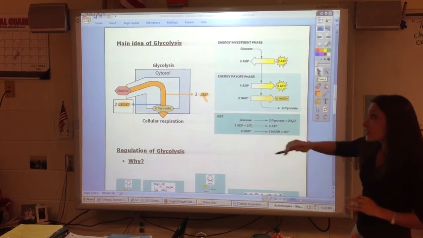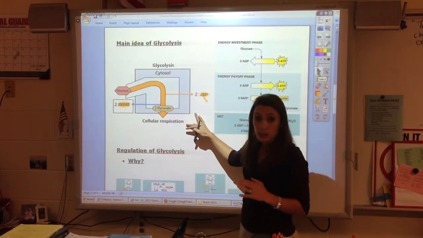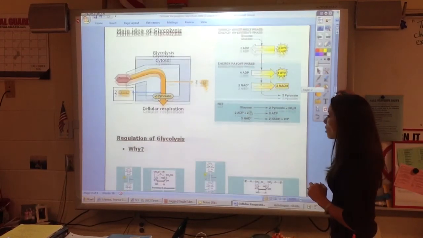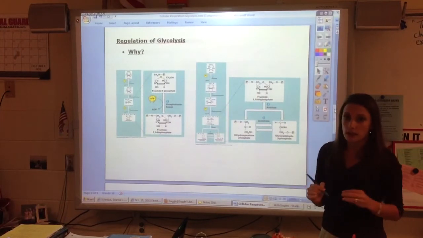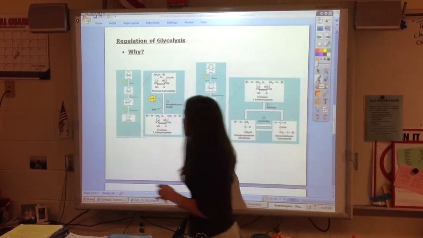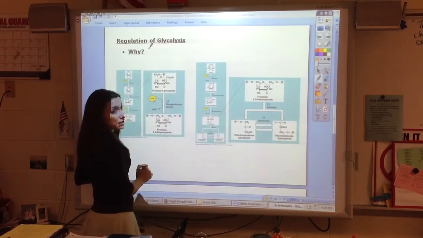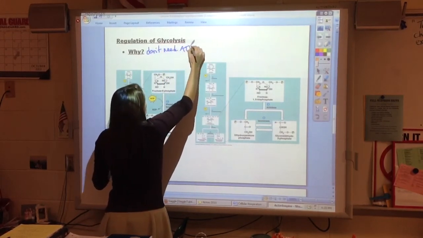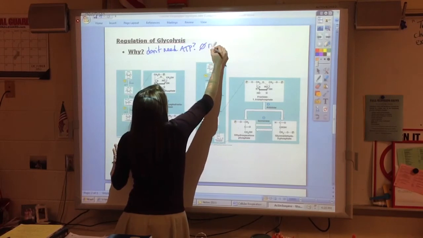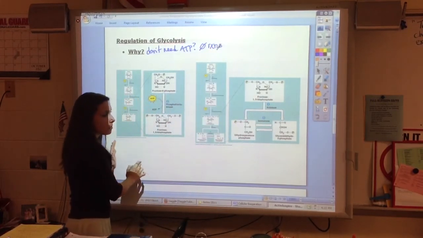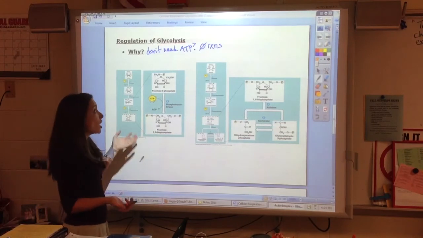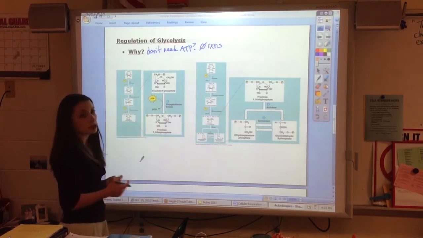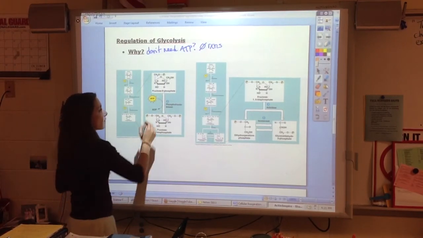So it turns out that this reaction will actually happen at different speeds depending on how much ATP the cell needs. So we're going to talk real quickly about how to regulate this. Why would we want to regulate this? We do not want to go through extra steps if we don't need ATP. If we don't need ATP, we don't want to do all these reactions. So how does the cell know if it needs ATP? And this is where phosphofructokinase really comes into play.